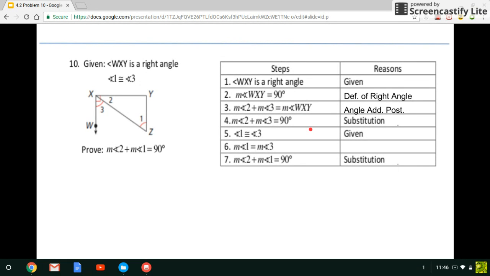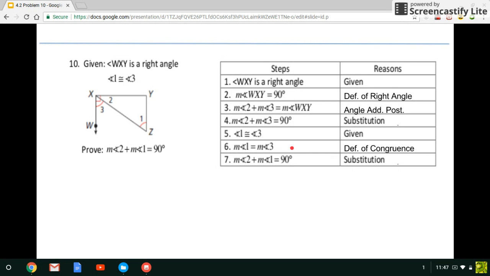All right, so we can't forget about the second thing that we were given. We were told that angle 1 is congruent to angle 3. So that's our second given. We're going to insert that right here. And then we go from being congruent to being equal. And what tells us that we can go from being congruent to being equal? That is just the definition of congruence. It says that the measures of two congruent items are equal. So the measures of two congruent angles are equal. That is the definition of congruence.